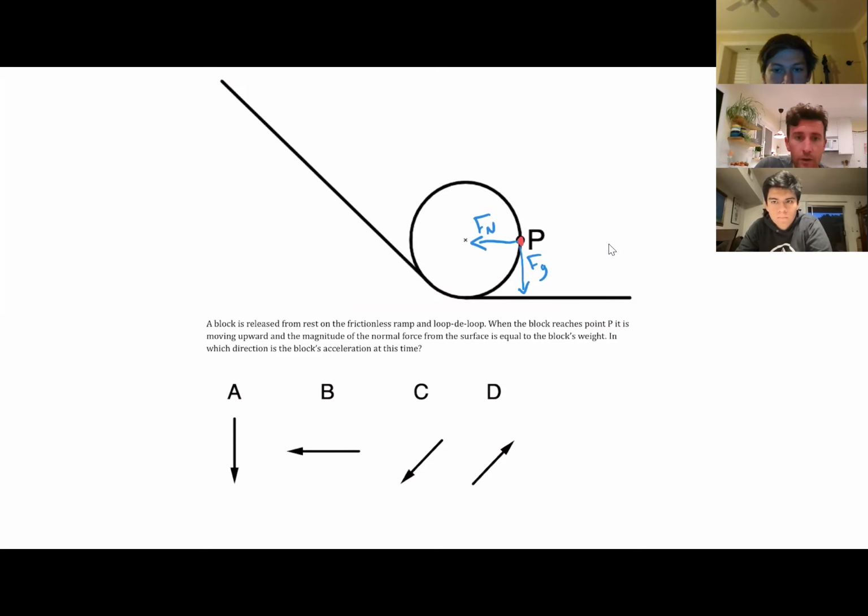So in which direction is the block's acceleration at this time? The other thing is I know that it's moving upwards, so that would be velocity. Which one shows acceleration? Unmute and shout it out, or put it in the chat if you got it. I think it would be B, because in circular motion, doesn't acceleration go towards the middle of the circle?